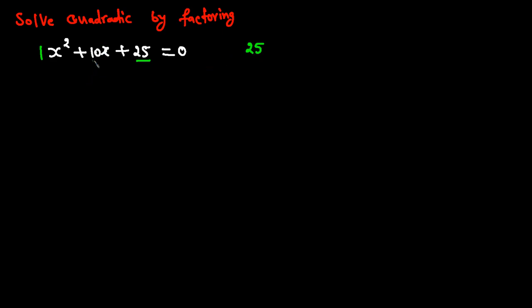Now I want to break down this 10x into two numbers. Again, 1 times 25 gives me 25. I'm going to break down this 10x into two numbers so that when I multiply those two numbers it gives me 25, and when I add them it gives me 10x. Let's find those two numbers. I start with 1 times 25. Those two multiply to 25, but when I add 1 and 25 it does not give me 10. Let's try 2. 2 doesn't go into 25, 3 no. How about 5? 5 times 5 is 25. Good. And when I add 5 and 5 it gives me 10x. So I can break this 10x into 5x and 5x.